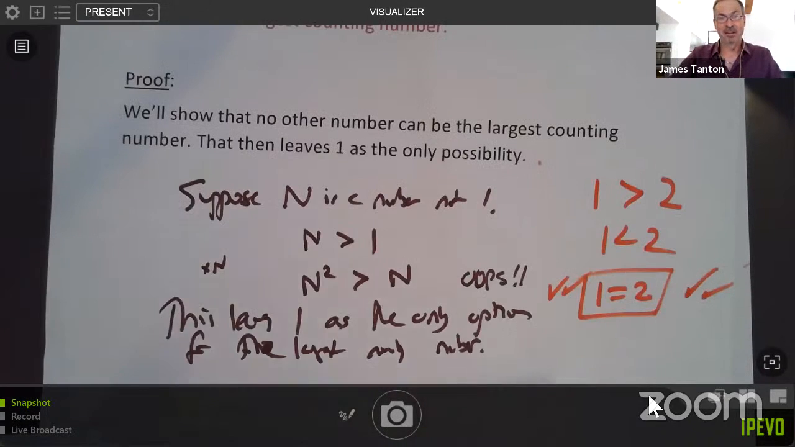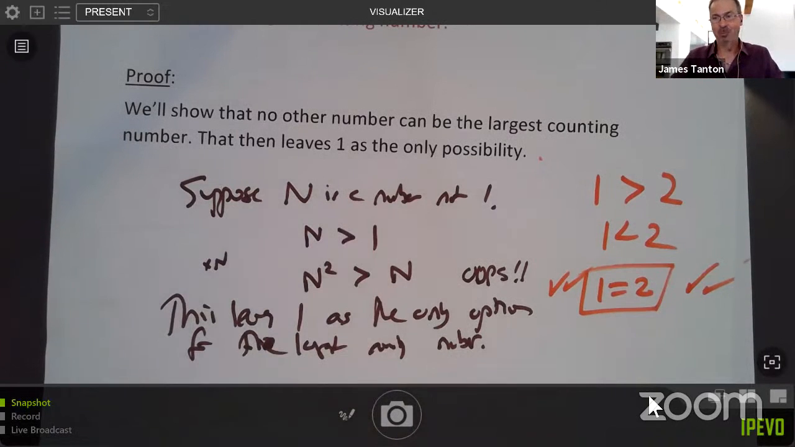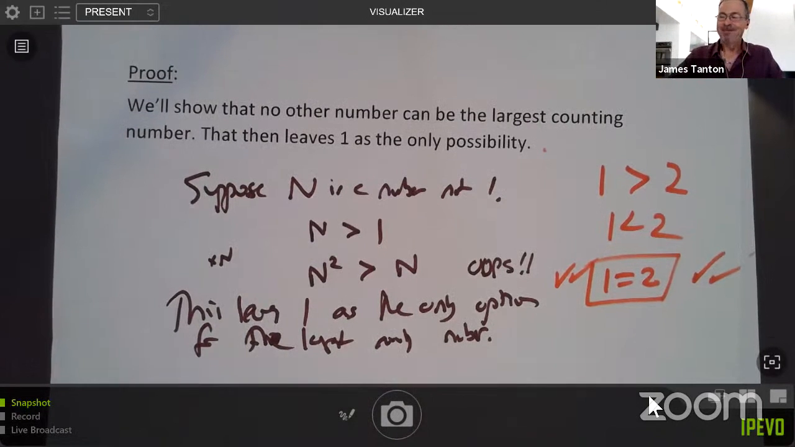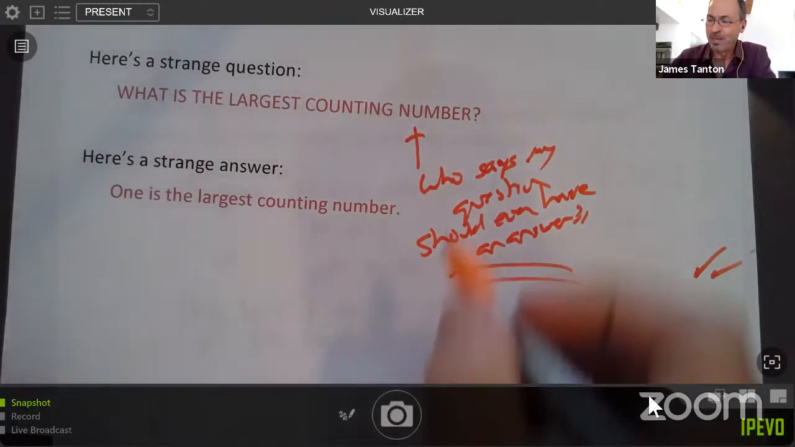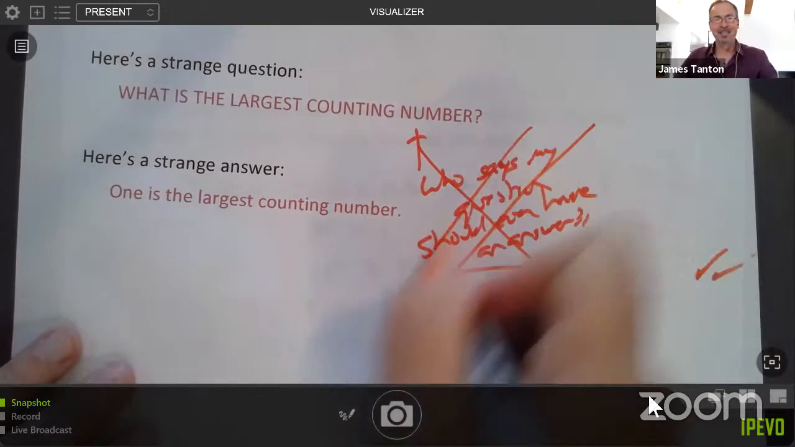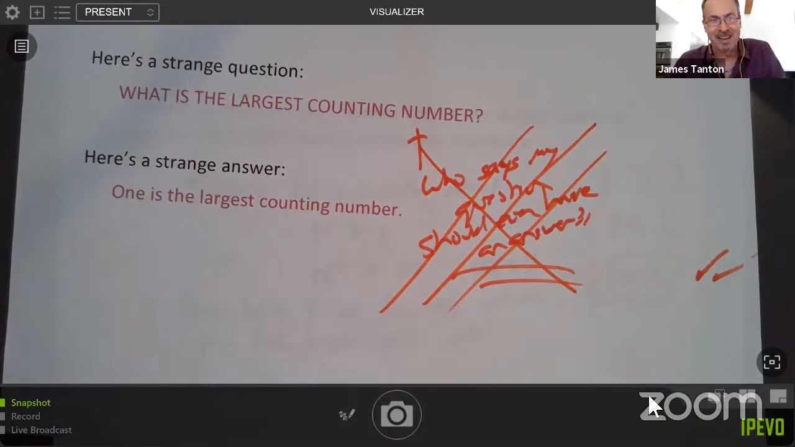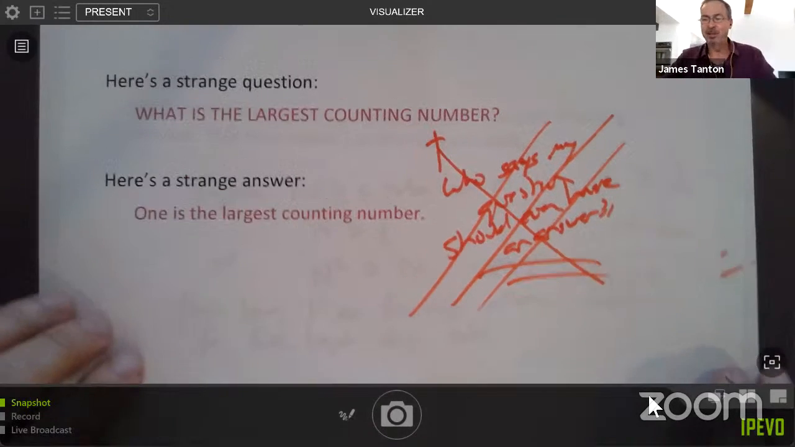I assumed we had a largest counting number and showed it can't be 1. Therefore, that leaves 1 as the option. Thing is, you know what? Not every question needs to have an answer. I think that was a faulty assumption. Maybe the fact is there is no largest counting number. Okay. All right, I promise to leave room to actually show the math if you'd like me to. That was proof number 11.